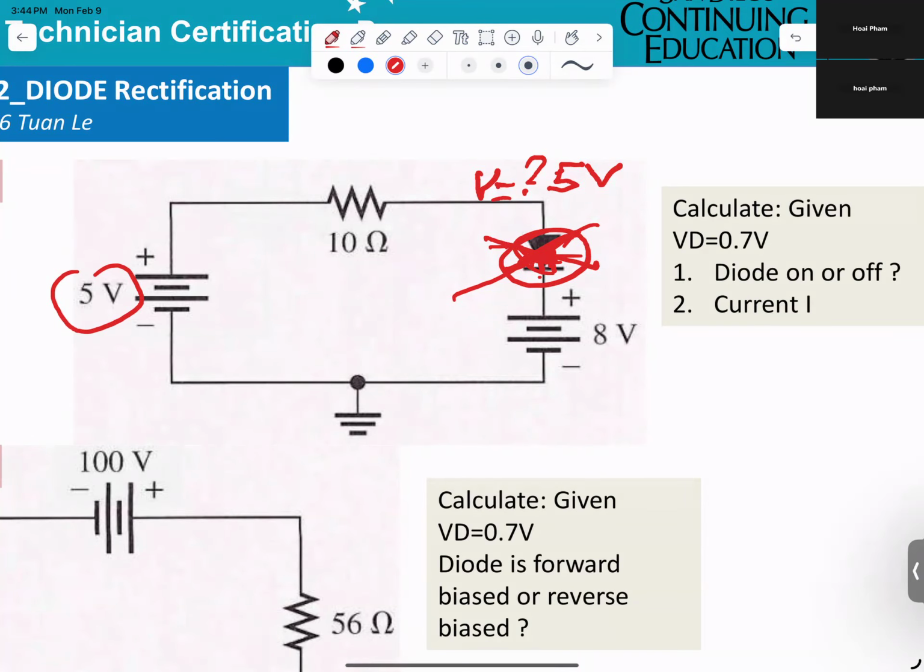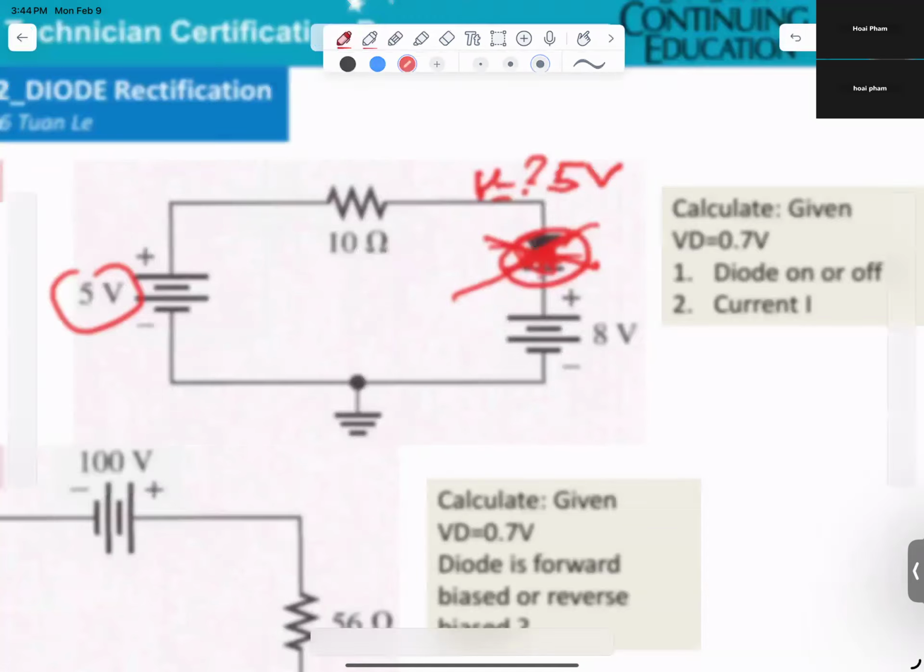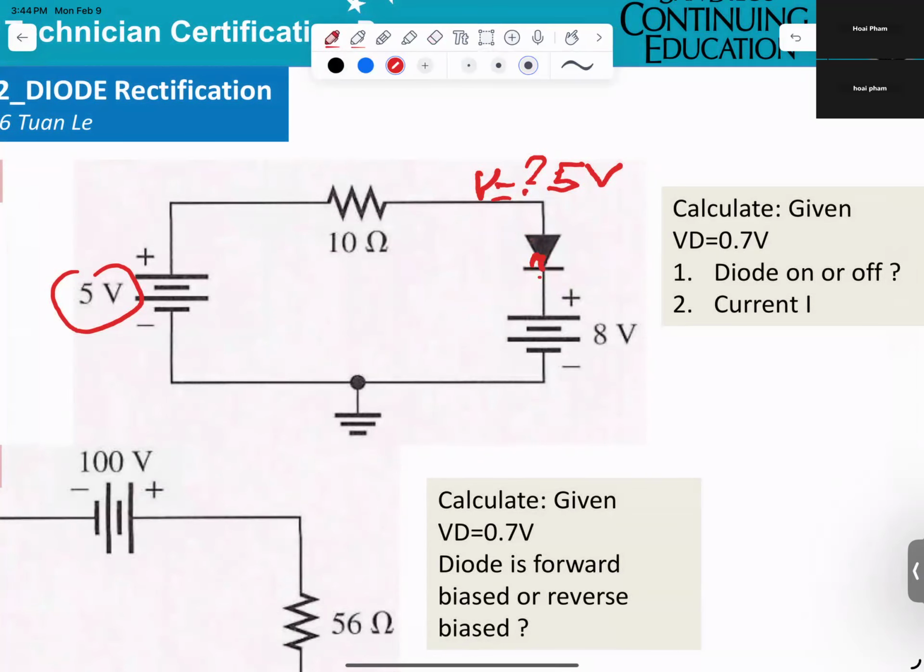Okay, now you get a diode. Now you get a diode. This side 5 volt, this side 8 volt. Diode on or off.